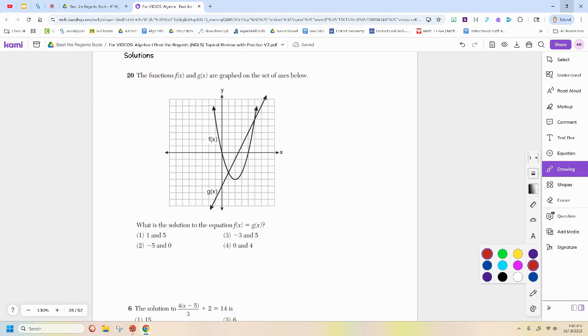Hey, here's a quad linear system. So excellent. This one's already visualized for us. I find the points of intersection.